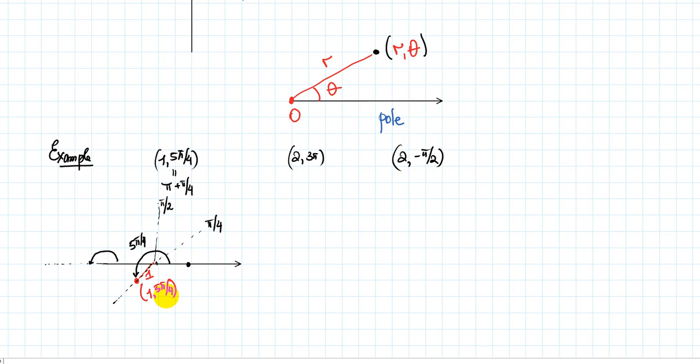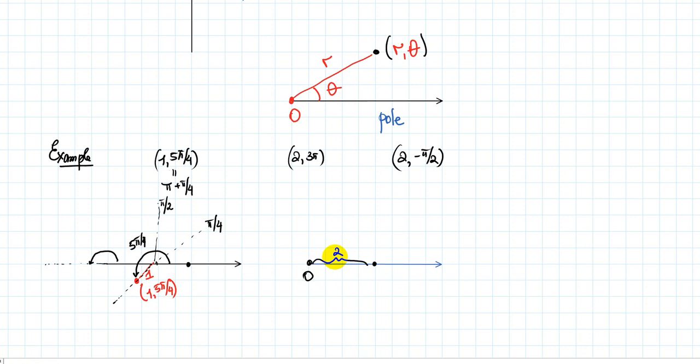So let's draw the second one. Again, I'm going to put the pole. Let's find the angle, which is 3 pi. Okay? So if you start from here, let's find the distance. So let's say this is the origin, and let's say this distance is going to be 2.